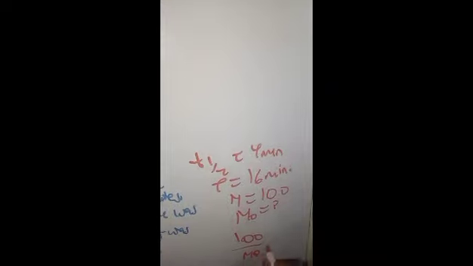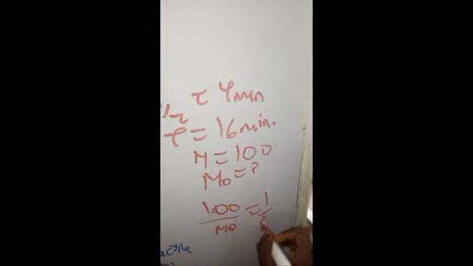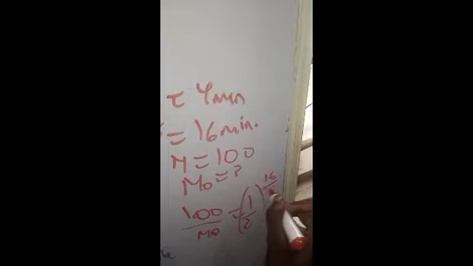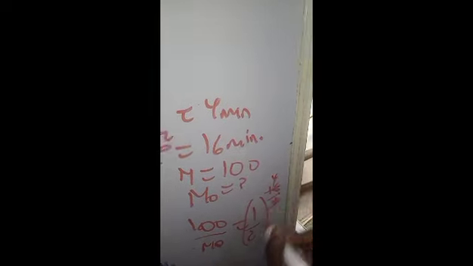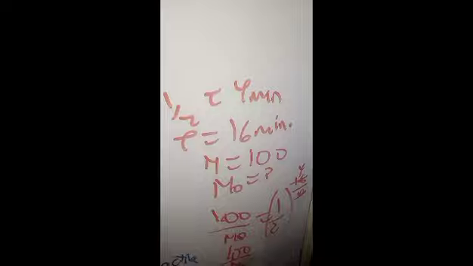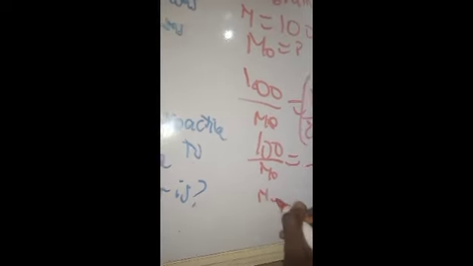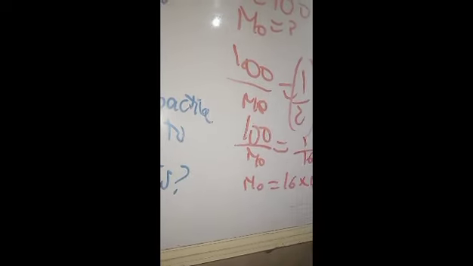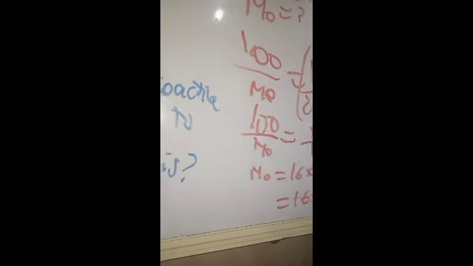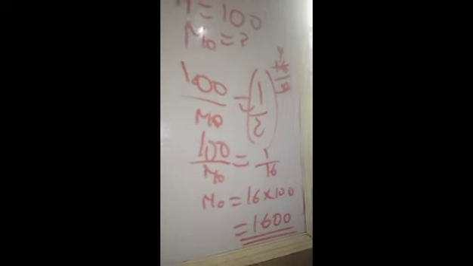So you have 100 over N naught is equal to 1 over 2 raised to power 16 over 4. 4 in 16 is 4. 100 over N naught is equal to 1 over 2 raised to power 4, which is 16. N naught is equal to 16 times 100. You got 1600. So that's your N naught. Please take care of it. Before the last question, I can just give you some little more questions to practice with.